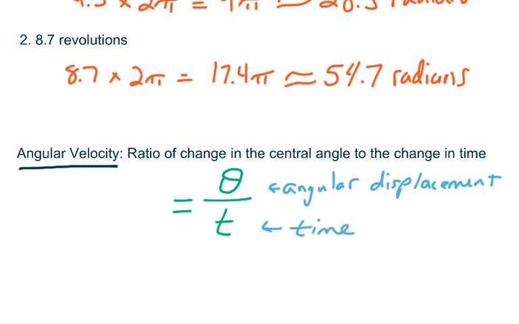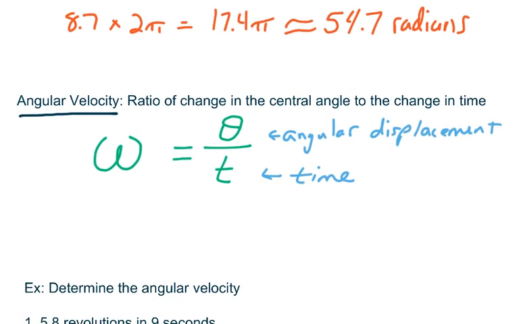The symbol for angular velocity is the Greek letter omega, specifically the lowercase omega. It kind of looks like a curly W. Let me try to draw that again. Kind of a curly W. That's the gist of it. This is the Greek letter omega. If you want to just make a W, I'm okay with that. We'll know that stands for angular velocity. But angular velocity is the angular displacement divided by the amount of time it took.